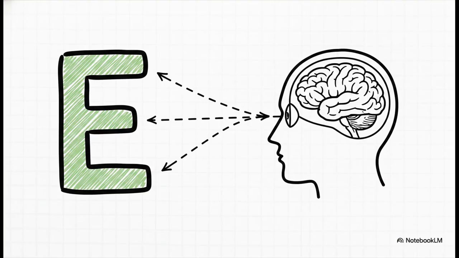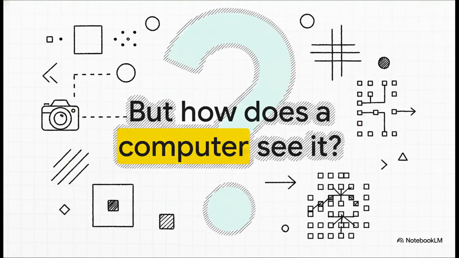Take a look at this. For you and me, it's a no-brainer. It's the letter E. Our brains are incredible pattern-matching machines. We see the whole shape, the lines, the corners, and it all just clicks into place instantly. It feels totally effortless, right? But a computer, it doesn't have that amazing biological hardware we've got. So what does it see when it looks at the exact same image?